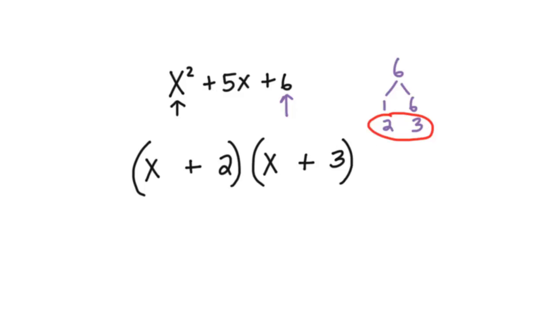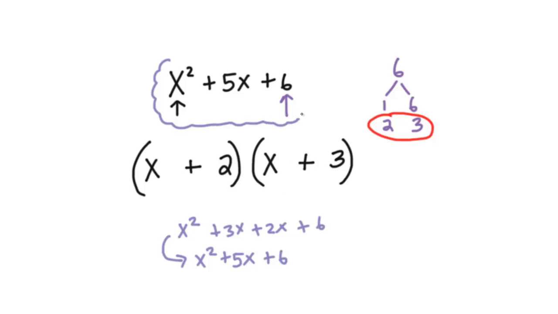Now we can always check by FOILing. So if we were to FOIL this, we'll get x times x, which gives us the x squared, x times the 3, which gives us the 3x, and 2 times the x, which gives us a 2x, and 2 times the 3, which gives us the 6. And after we reduce it, it'll become x squared plus 5x plus 6, which matches the original trinomial that we started off with. So we know that we did this right.